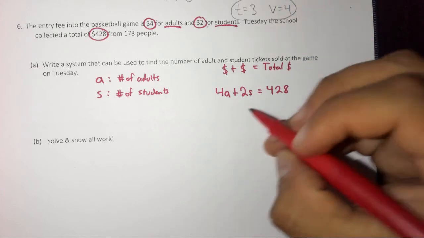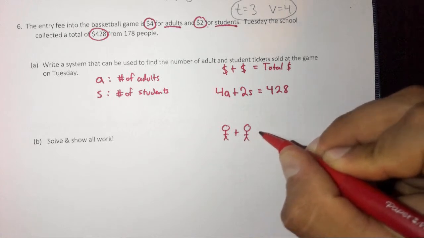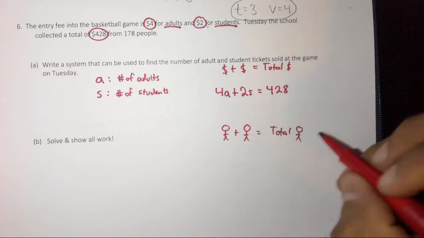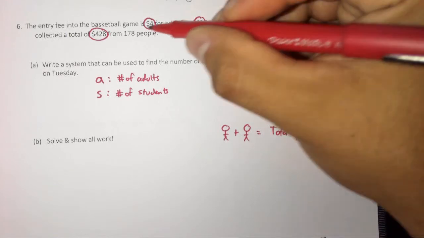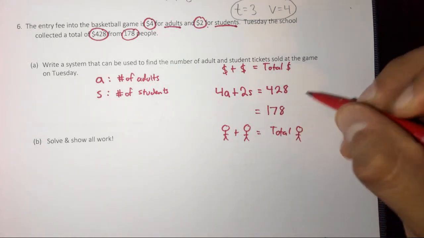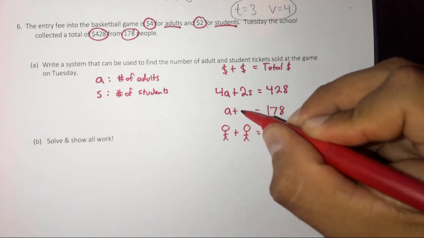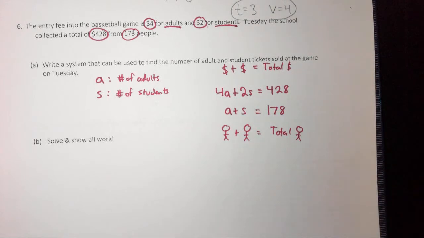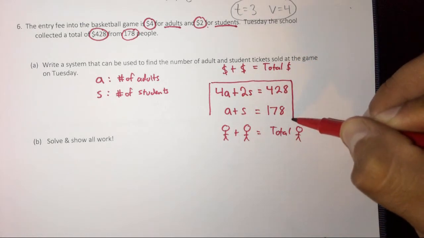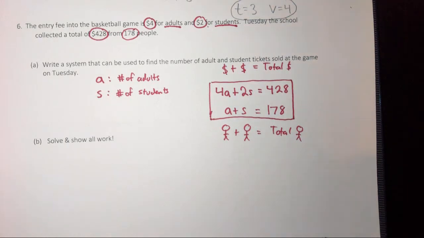The next one is going to be people plus people equals my total people. Alright, so my total number of people in this case is going to be 178. And of course, the people that make up that 178 are adults and students. So A plus S equals 178. So my system here is 4A plus 2S equals 428. And A plus S equals 178.